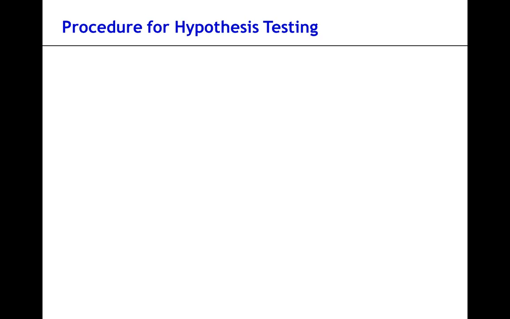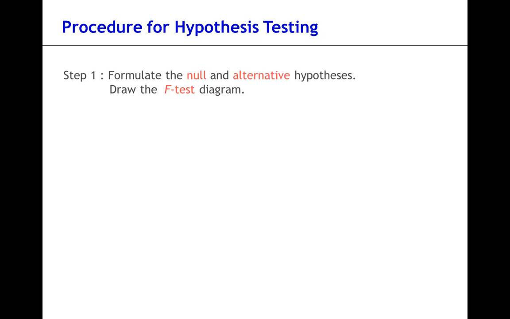In this section, we'll learn to do hypothesis testing in ANOVA. The process for doing hypothesis testing is as follows. Step 1. Formulate the null and alternative hypothesis and draw the F-test diagram.